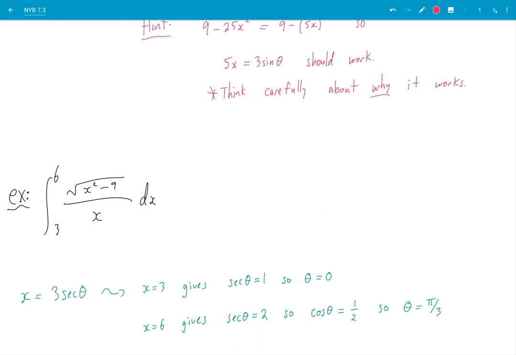Okay, here's my next example. Pause and copy all the stuff in green. Now, we want to convert our limits of integration. So we've got a 6 and a 3.